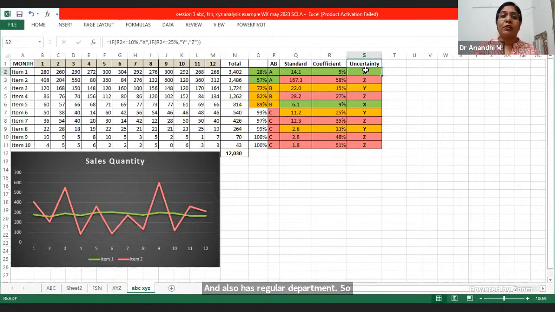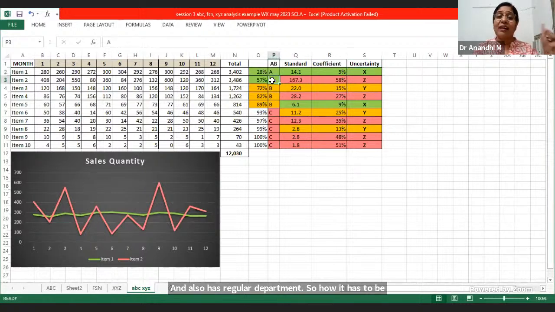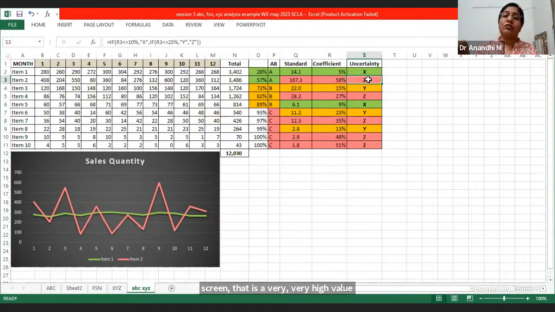So how does it have to be treated? An A category item means a high value item, but having very, very irregular demand. Like I told you, projector. If you take a projector screen, that is a very, very high value item. But from the XYZ analysis perspective, that may fall under the Z category, which has very high irregularity in demand. So classifying under this also will give you an idea of how a high value item, which is very slow moving or has very irregular demand, should be handled, and how to calculate or fix the inventory level for such category of products.